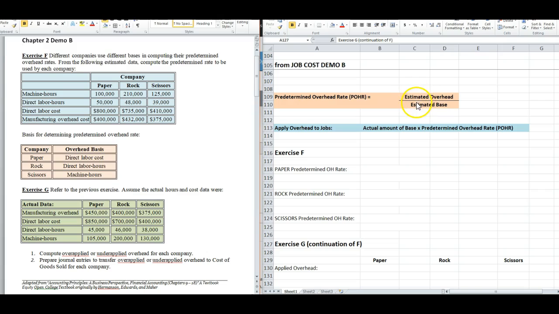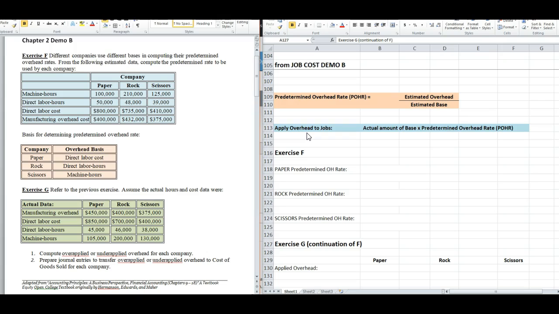Once we have this predetermined overhead rate, notice this is always calculated using estimated amounts. We're going to actually apply the overhead to jobs. When we apply the overhead to jobs, we're going to use the actual amount of whatever base was used in the predetermined overhead rate. Again, the actual amount of the base for that job. And then we're going to multiply it by this predetermined overhead rate. It's very important that you understand that applying overhead is not the same as actual overhead. What we'll do is compare actual and applied at the end of the period and determine if there are any adjustments needed.